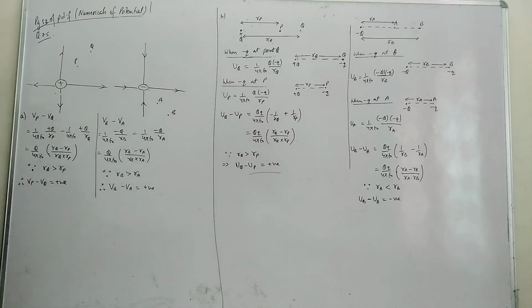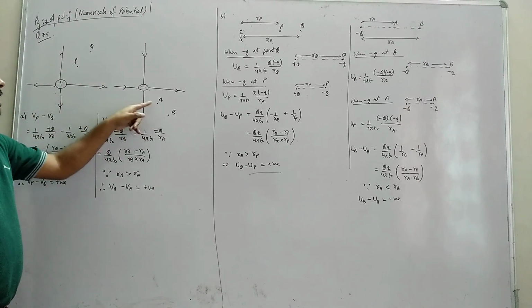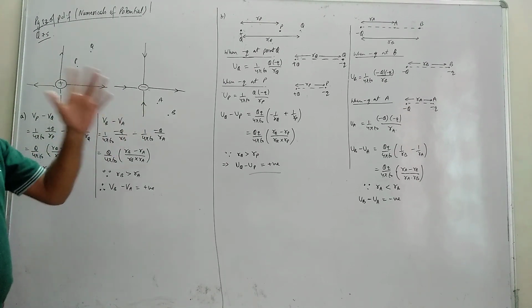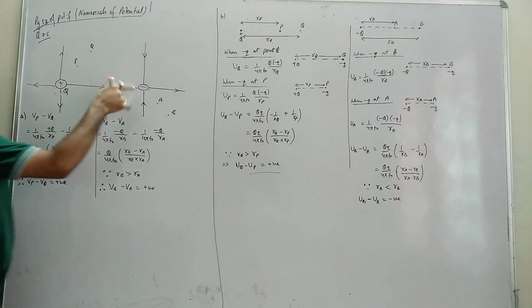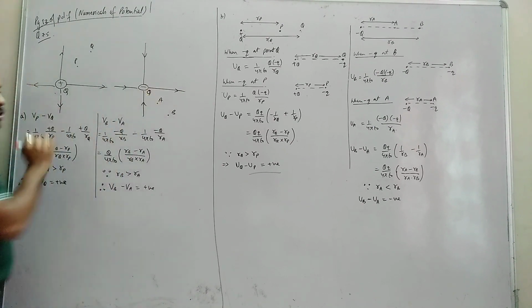The first part is: is Vp minus Vq positive or negative? That is, potential at P minus potential at Q. And is potential at B minus potential at A positive or negative? You need to find this out. So the plus charge I am considering as plus Q, and the minus charge as minus Q.